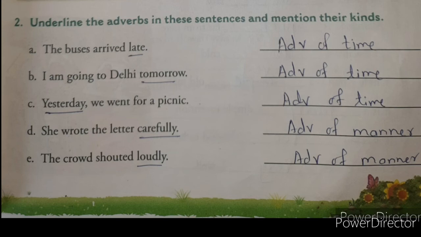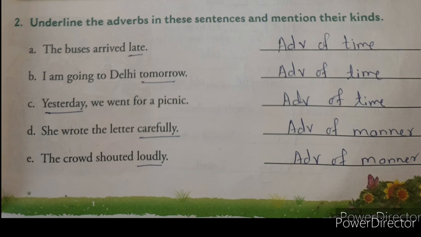When am I going to Delhi? Tomorrow. Tomorrow indicates time. So it is which type of adverb? Adverb of time. Next, C, yesterday we went for a picnic. Yesterday is the adverb. Which type of adverb? Adverb of time. Next, D, she wrote the letter carefully. How did she write the letter? Carefully. Carefully shows the manner. So it is which type of adverb?